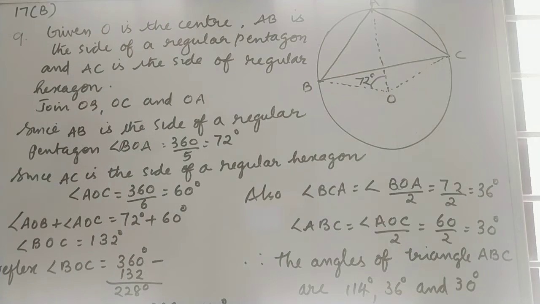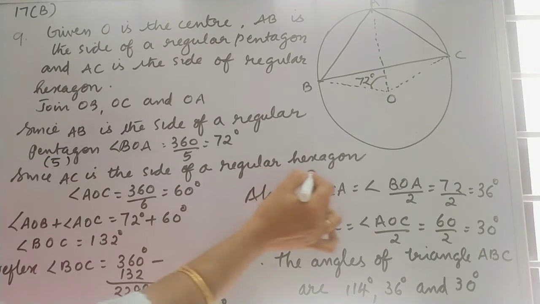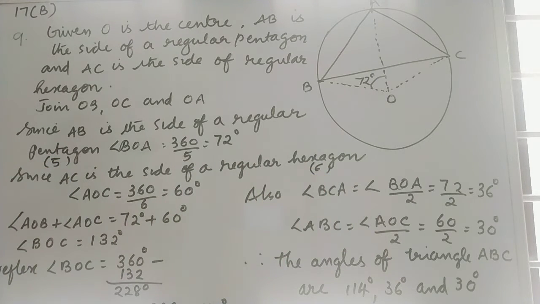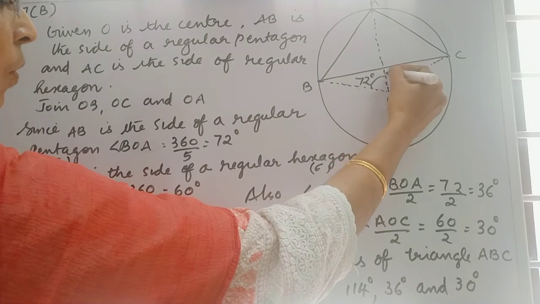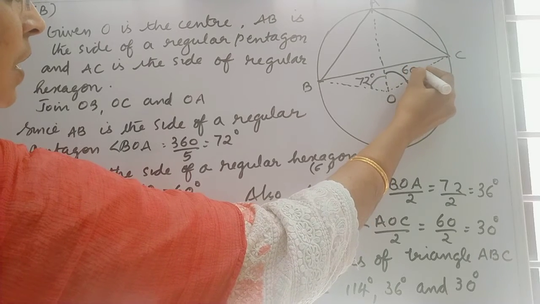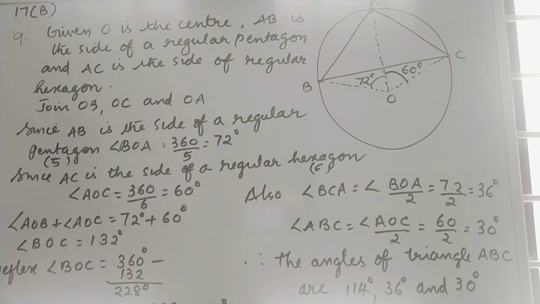Also given AC is a side of a regular hexagon. Hexagon means 6-sided figure. Pentagon is a 5-sided figure. So angle AOC will be 360 divided by 6, which is equal to 60 degrees. So AOB we got as 72 degrees and AOC we got as 60 degrees.